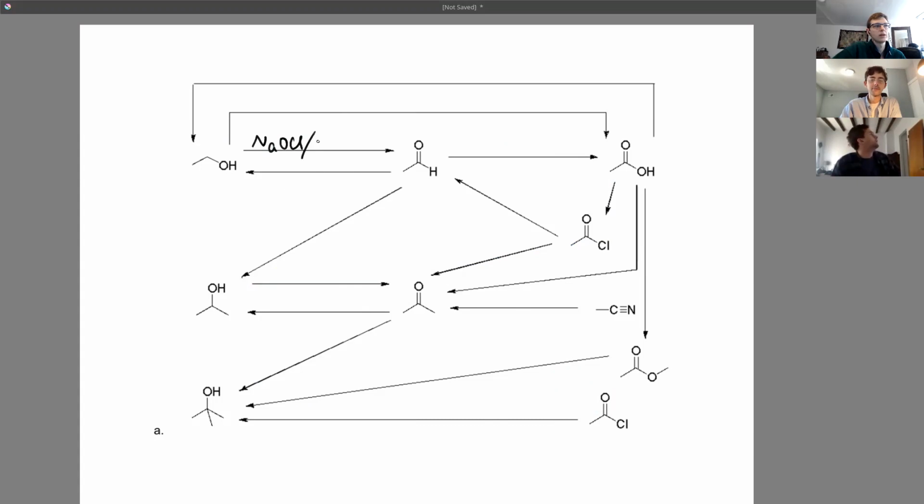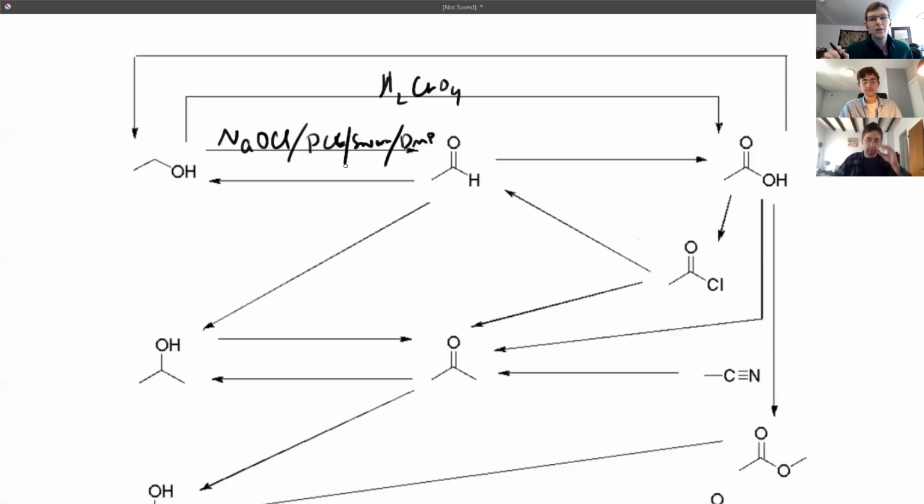H2CrO4. That is a really strong oxidizing agent. That would go all the way to an acid, so we might want to write that one up here. Okay. Can I get a PCC? Yeah, that's an option. How about Swern? Swern is good. How about DMP? There we go. There are a lot of options to do this. You've learned a lot of oxidations at this point, so you might as well start using them. Okay, cool.